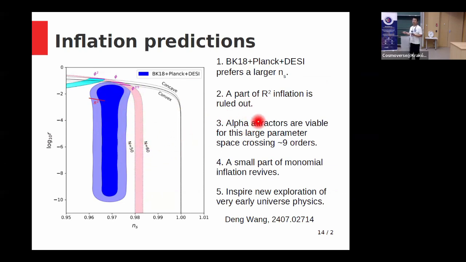And the second one is that part of Starobinsky inflation is ruled out. Here you can see the red line. The left point is when the e-fold number is 50, and the right point is 60. So 50 is ruled out, and 60 is still alive. And the third one, the alpha attractors are available for this large parameter space crossing about 9 orders.